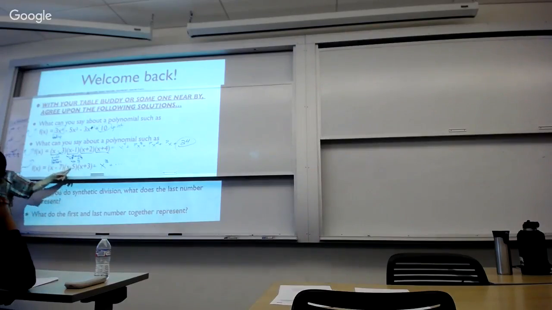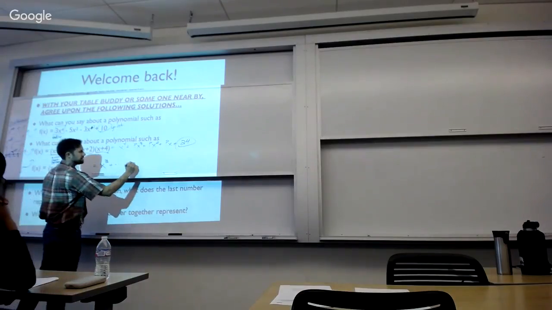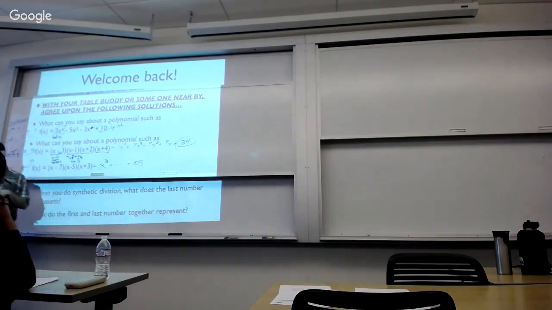7 times 5 is 35, times 3 is 105. So the y-intercept for that function would be 105. Okay, moving on. When you do synthetic division, what does the last number represent?